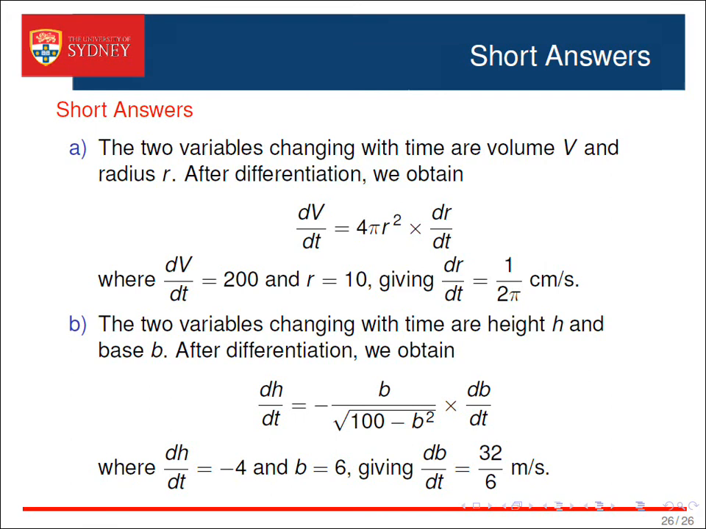We followed the four-step framework of first identifying our changing variables before linking them through an equation. We then differentiate both sides of the equation with respect to time, followed by substituting in our given information, and then solving for our wanted rate of change.